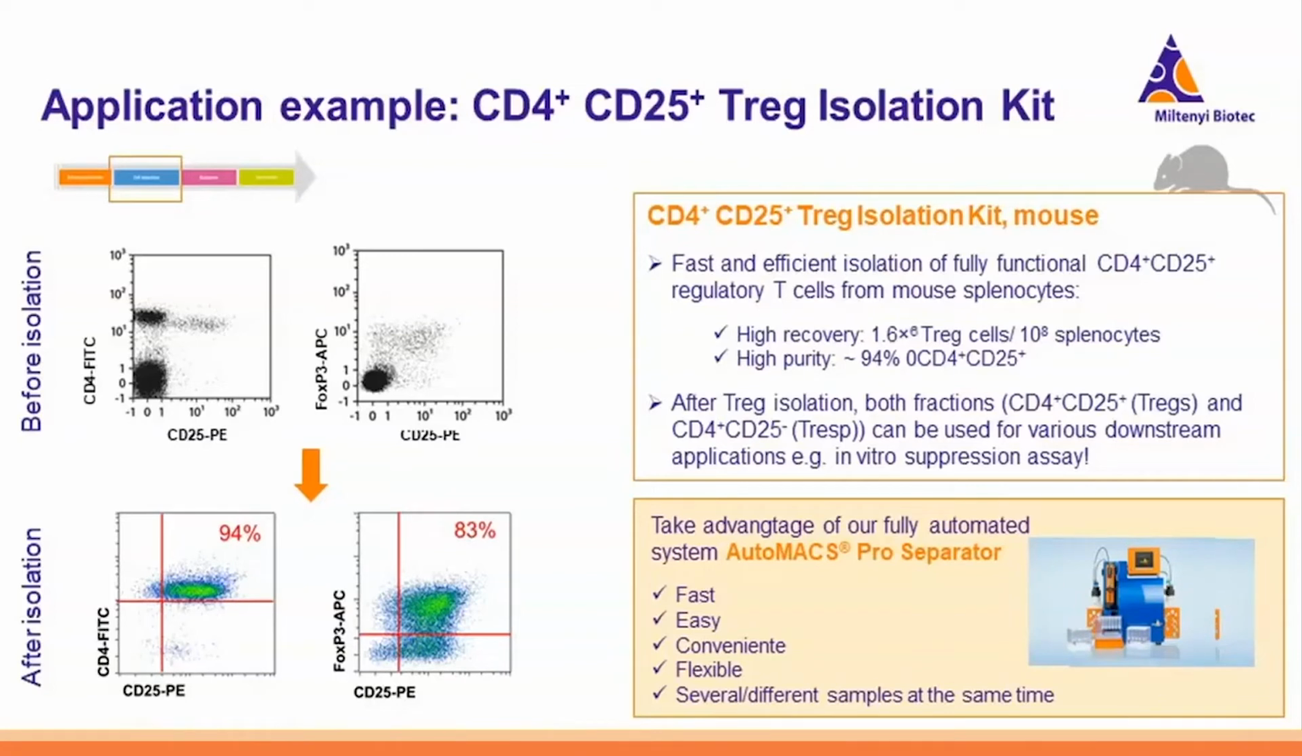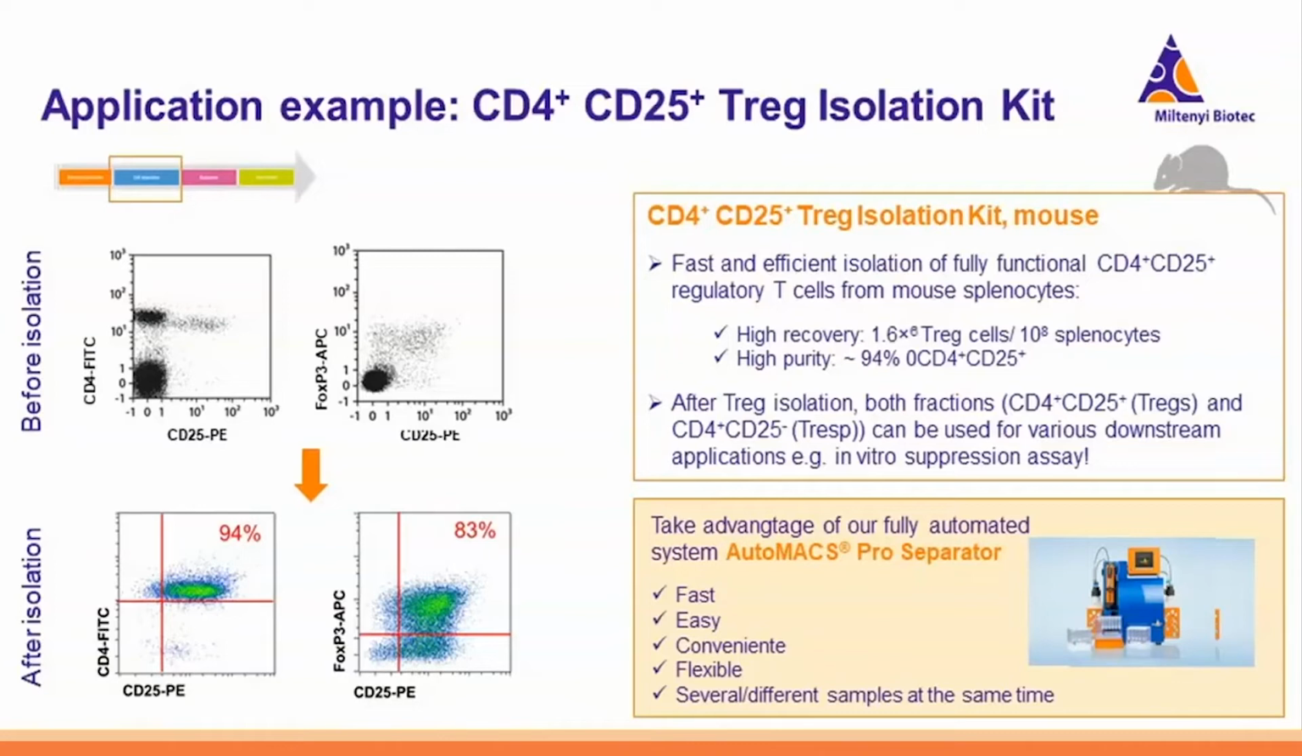optimal for the researcher who wants to use both fractions of the cells, positive and negative, as a two responders: CD4, CD25 positive as Tregs, and CD4 positive, CD25 negative as T responder cells, which is mainly used for the in vitro separation assay, where it's important that you have the cells from the same donor.